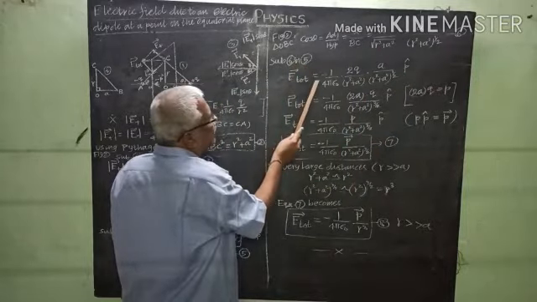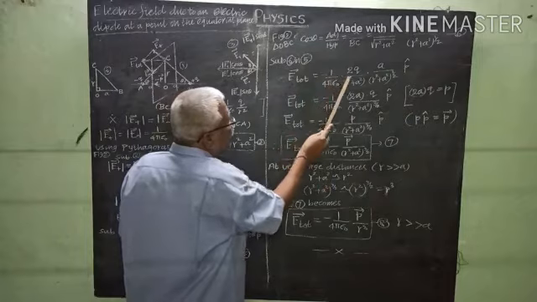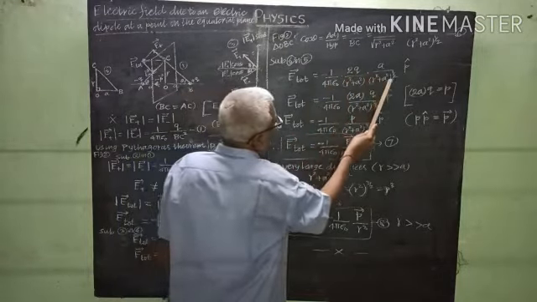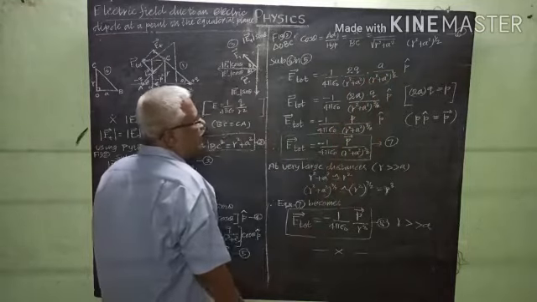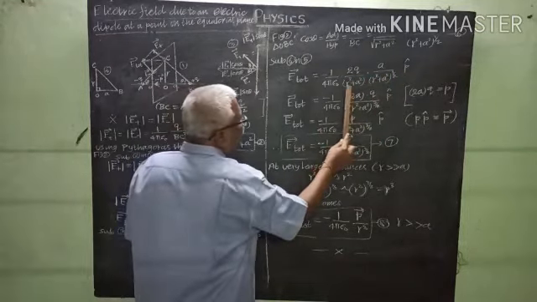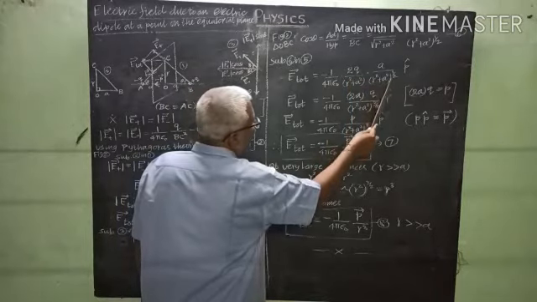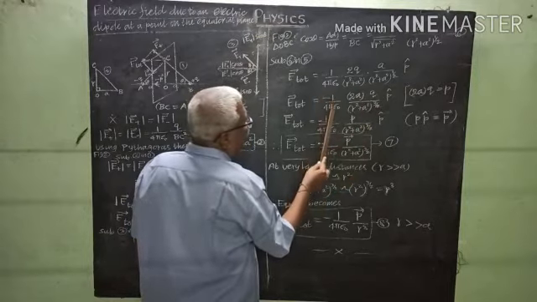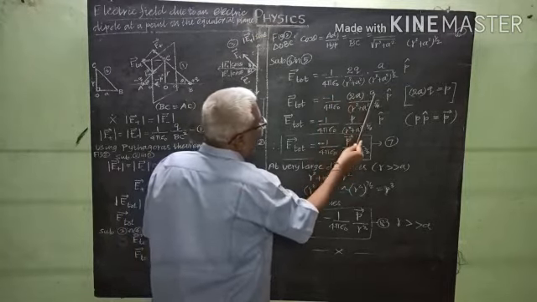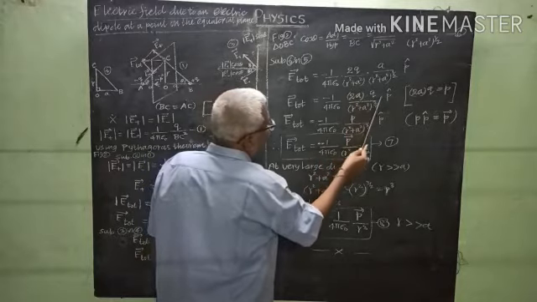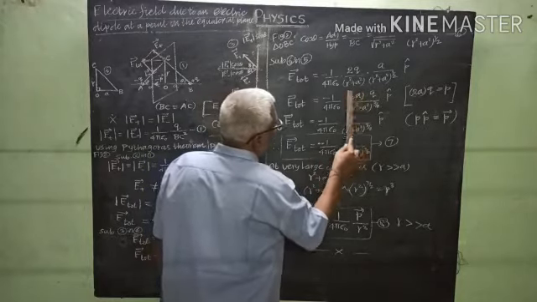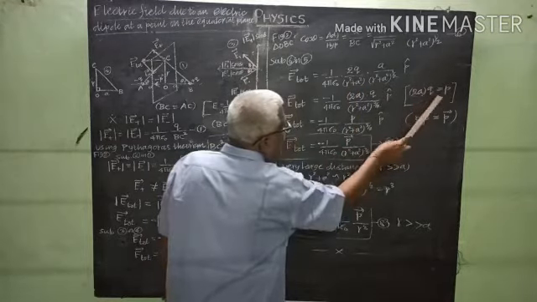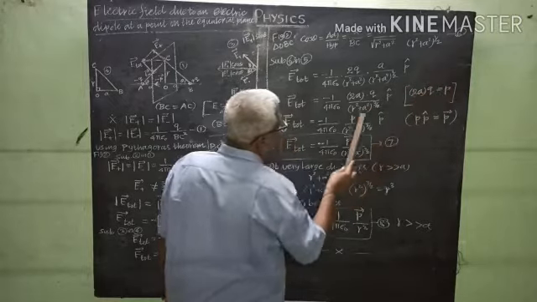The E total vector is equal to minus 1 by 4 pi epsilon naught 2Q by r squared plus a squared, into a by r squared plus a squared whole power 1 by 2, p cap. Adding these, r squared plus a squared into r squared plus a squared power 1 by 2 is equal to r squared plus a squared whole power 3 by 2. Then minus 1 by 4 pi epsilon naught 2a into Q by r squared plus a squared whole power 3 by 2 into p cap. What is 2a into Q? It gives the magnitude of the electric dipole moment. So instead of 2aQ we put p.